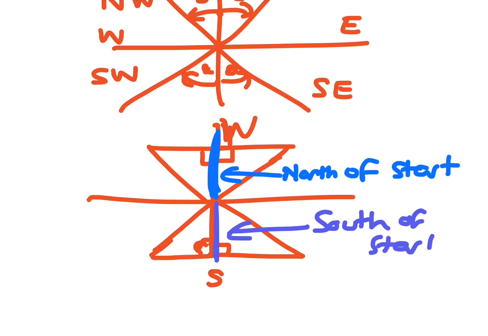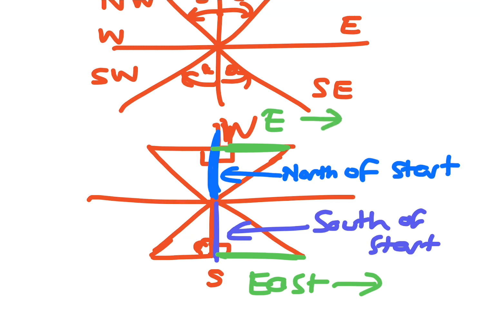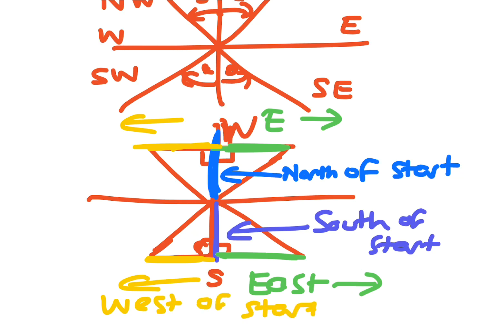If you want to work out how far east or west, if we go this way along either of these horizontal lines, that's how far east you've gone from your start. That's the east direction in this one, because it is a direction. And then if you want to know how far west, you go along the horizontal line and you find that. So that's how far west of your start. Okay, so that's compass bearings.